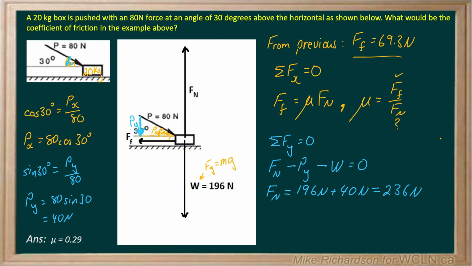Okay, let's use yellow again so we can see it. Mu is force of friction divided by Fn. We figured out the force of friction in the previous question, 69.3. Fn we just figured out to be 236 newtons. And you end up getting a coefficient, when rounded off to 2 sig figs, of 0.29.